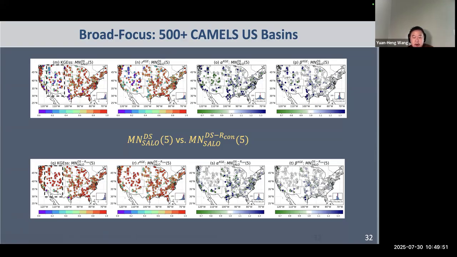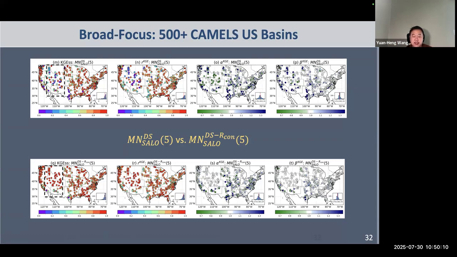So we see something very interesting in the Western mountainous US. The performance improved a lot. You see many locations where the color turns red. That means they approach the optimal scale KG of 1.